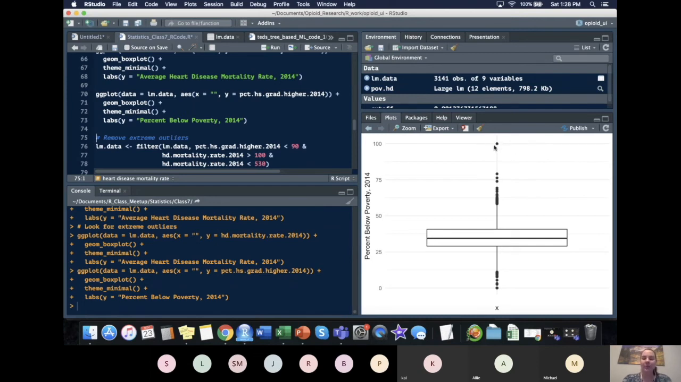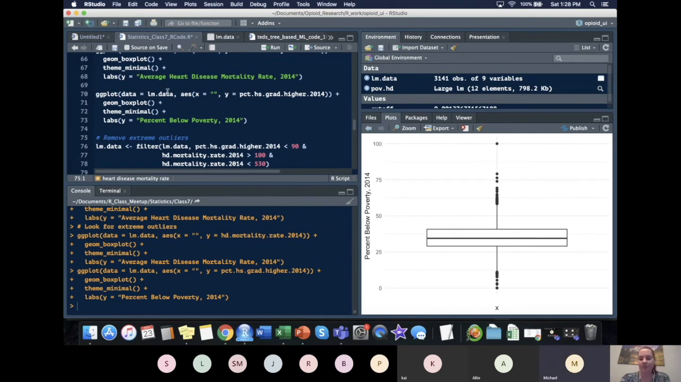How can a county be? I mean, it would have to be a very rich, affluent county for every single person or very close to it to graduate from high school. So I would assume that this might be an error, to be perfectly frank. And even if it isn't, this point is going to have a high influence on our model, and it absolutely would need to be removed.